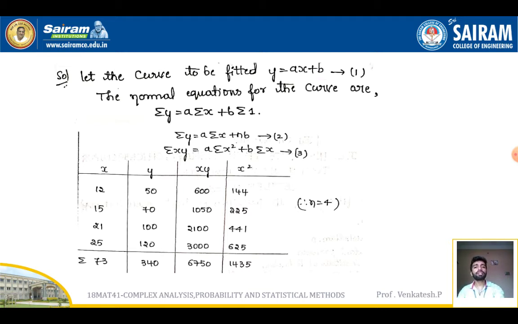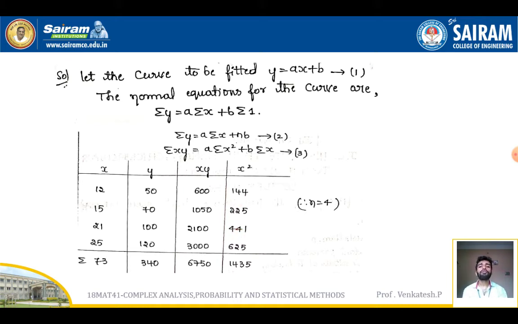So the normal equations for the curve: summation y is equal to a summation x plus nb, and summation xy is equal to a summation x square plus b summation x. Call this one as equation number 2, this one as equation number 3. So now make a tabular column to estimate the value of summation y, summation x, summation xy, summation x square. So x is given like 12, 15, 21, 25. Y is given like 50, 70, 100, 120. Xy is given like 600, 1050, 2100, 3000 and x square is given like 144, 225, 441, 625.